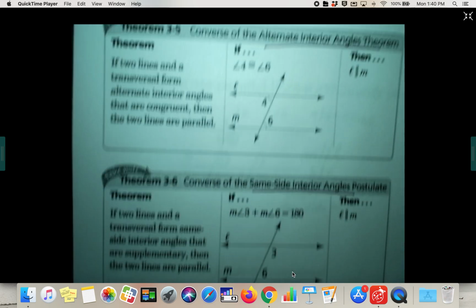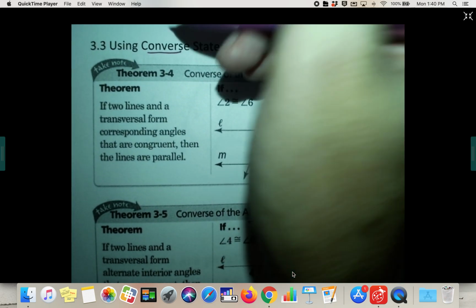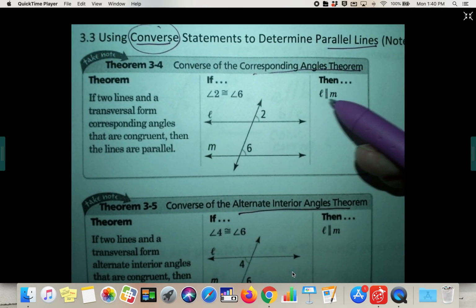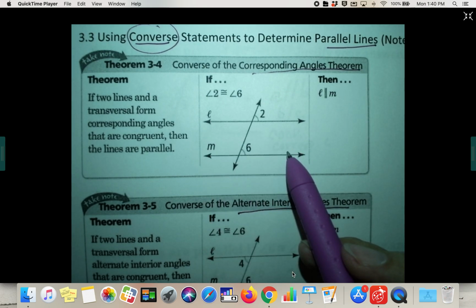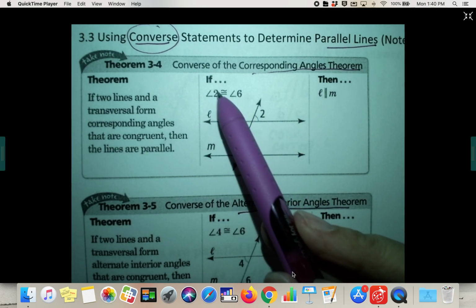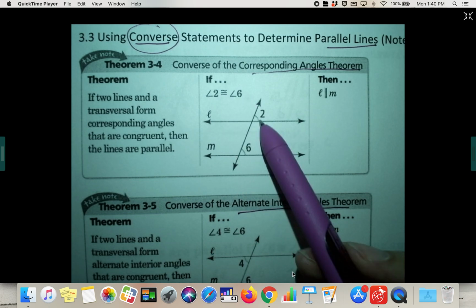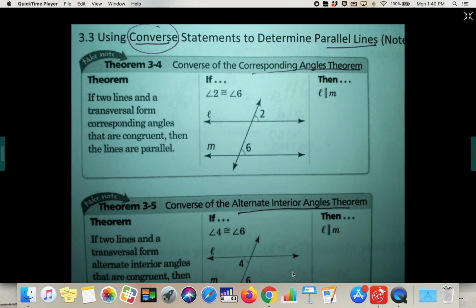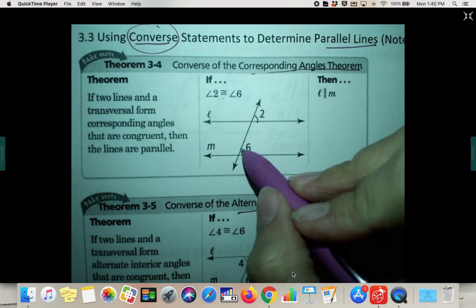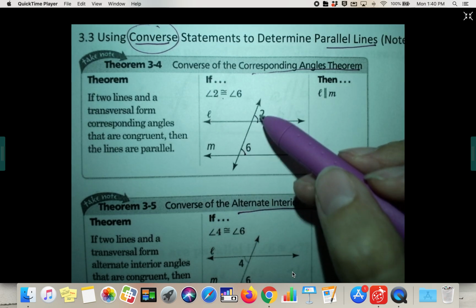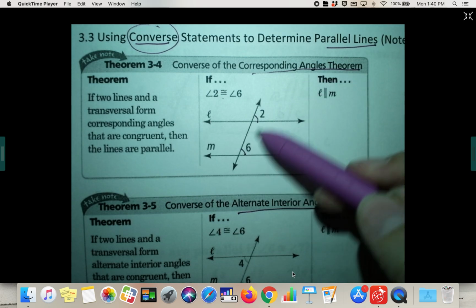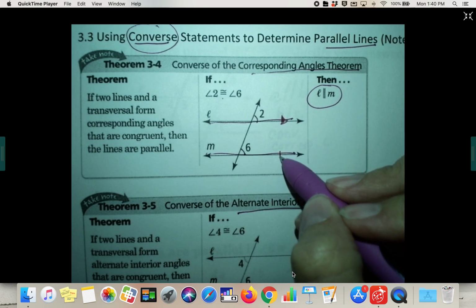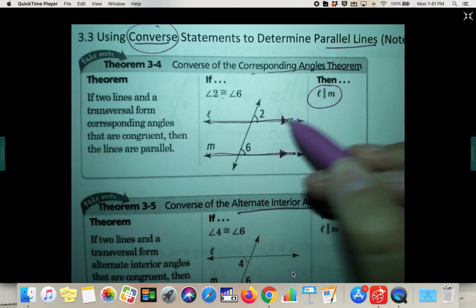So what is different in this one? The thing that is different this time is that we're doing the converse. So before, I would have told you that L and M are parallel, and therefore you would have determined that angle 2 and angle 6 are congruent because they're corresponding. Now I'm doing the exact opposite. I'm telling you that angle 2 is congruent to angle 6, and therefore, because of the converse of the corresponding angles theorem, we know that line L is parallel to line M. So it's the same exact thing you've already learned, it's just opposite.